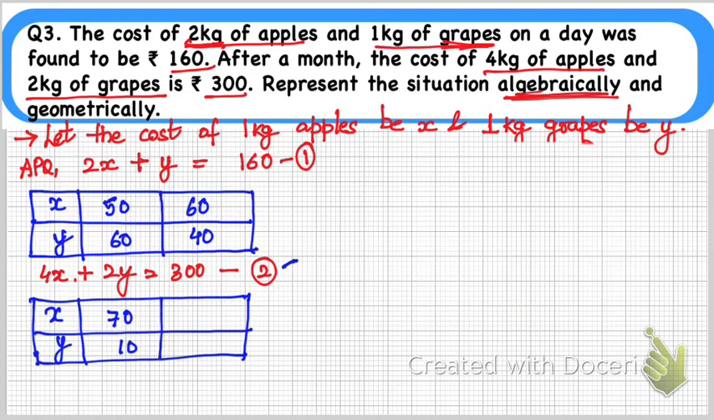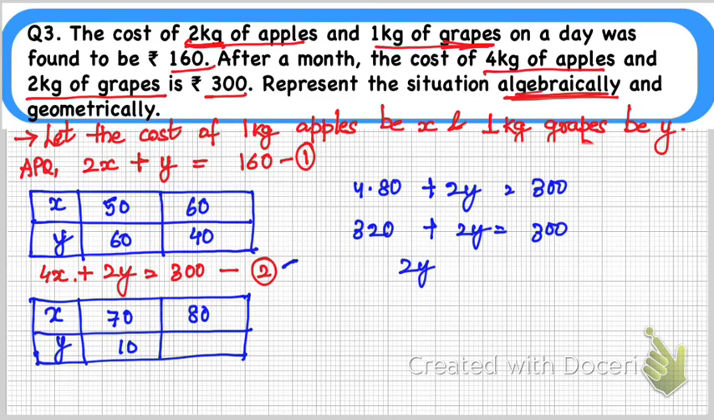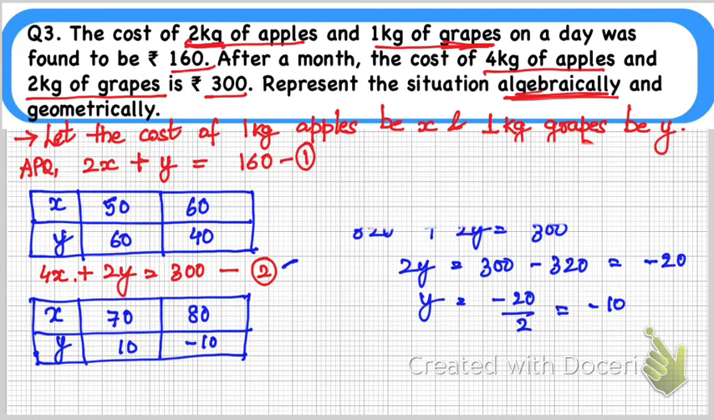Now in the same way I can take any other points. I'll assume that I am considering x is equal to 80. I can consider any value. So if I consider x is equal to 80, what I will get, 4 into 80 plus 2y is equal to 300. So 320 plus 2y will be equal to 300, and 2y will be equal to 300 minus 320, that will give me minus 20. So y will be equal to minus 20 by 2, that will be equal to minus 10. So I got here the point as minus 10.